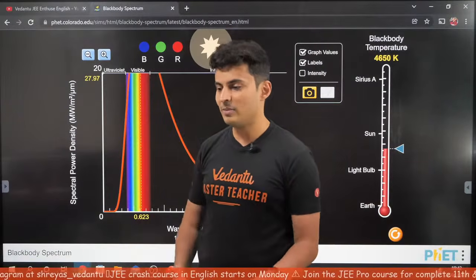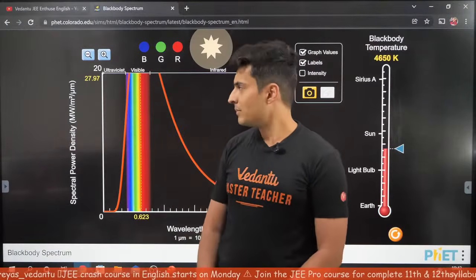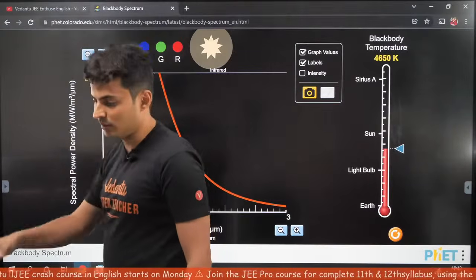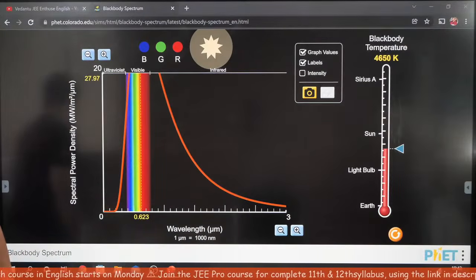While lambda is used for wavelength, it's just a symbol. Okay? So don't worry about it, Suchi. It's just the way it is historically.